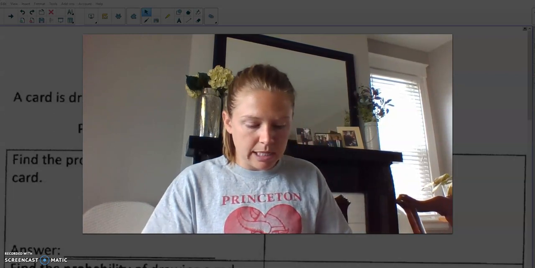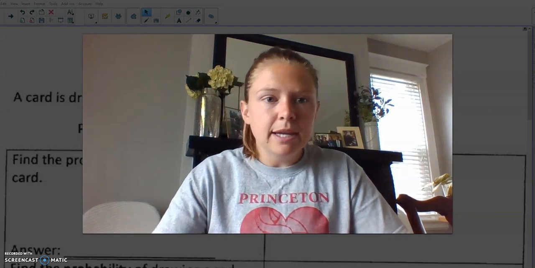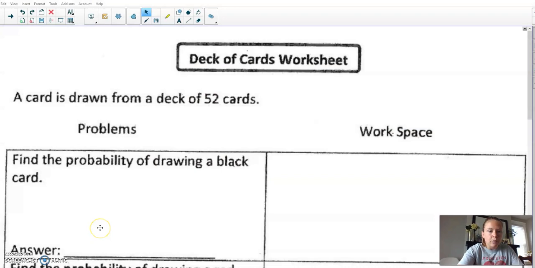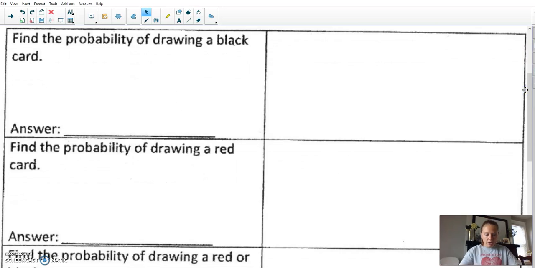I'm not sure I'm going to need these again during the lesson. Okay, here we go. Let's take a look at my worksheet. Deck of cards worksheet. A card is drawn from a deck of 52 cards. Find the probability of drawing a black card. So let's recap. We've got clubs and we've got spades.